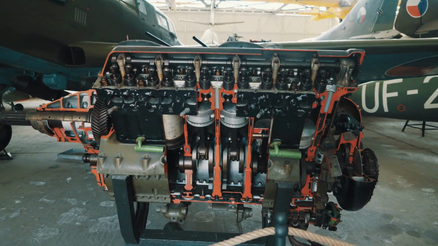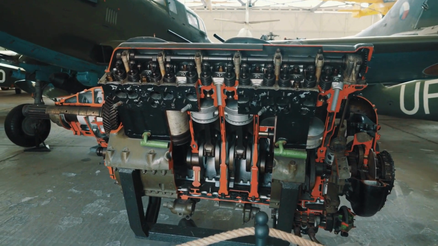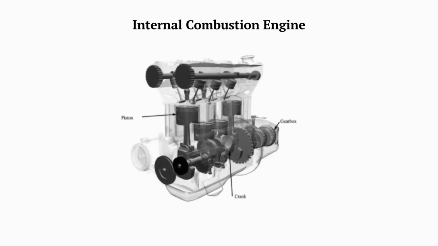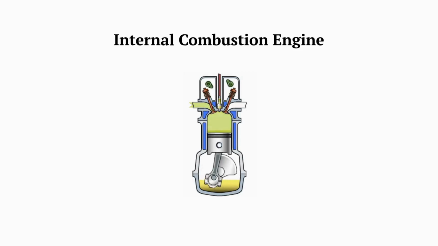An engine is a machine designed to convert one form of energy into mechanical energy. In automobiles, the engine converts the chemical energy stored in fuel into mechanical motion that powers the vehicle. Most vehicles use a type of engine known as an internal combustion engine. In an internal combustion engine, fuel burns inside the engine's cylinders.